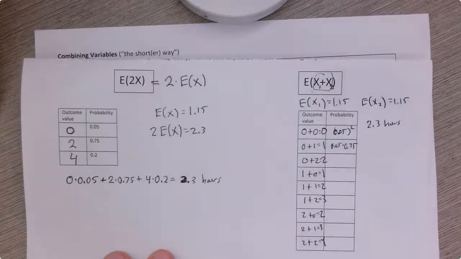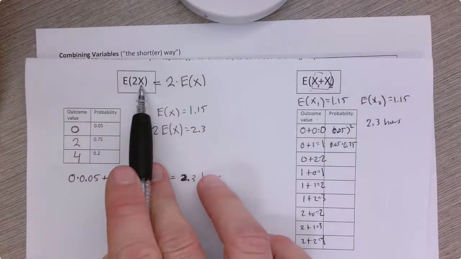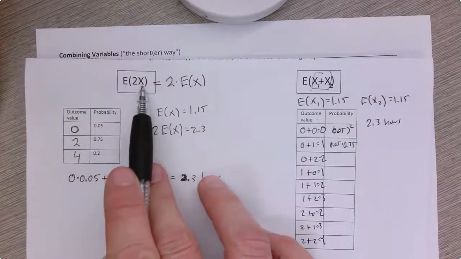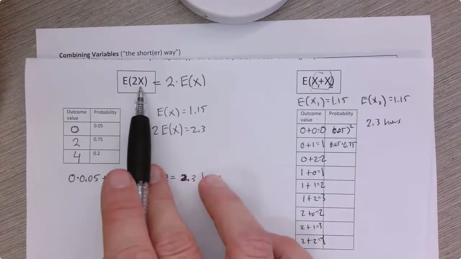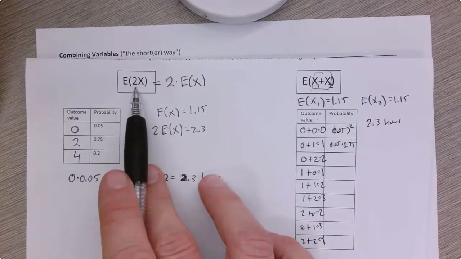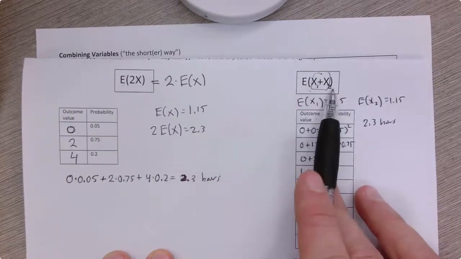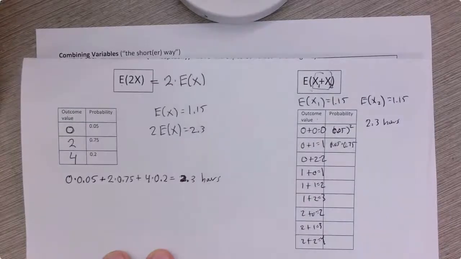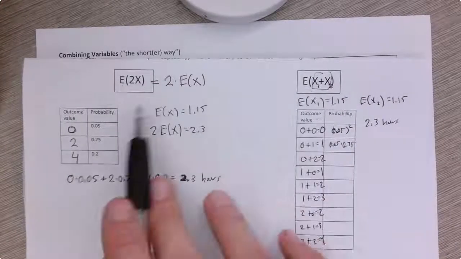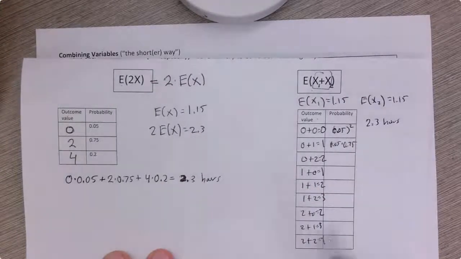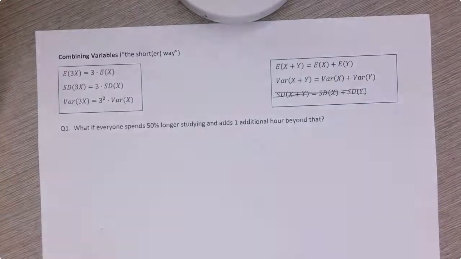So again, I want to focus on the conceptual difference. Here we've got only one variable, so there's only one random event. It's one student, and we're saying what's the expected time if they double their study time. Here we're saying what's the expected study time if there are two students and we add together the times they studied. So we're asking very different questions here, even though we're getting the same numerical answer.